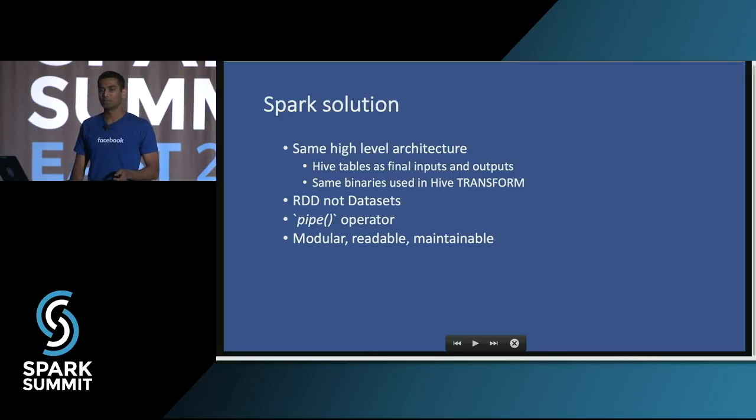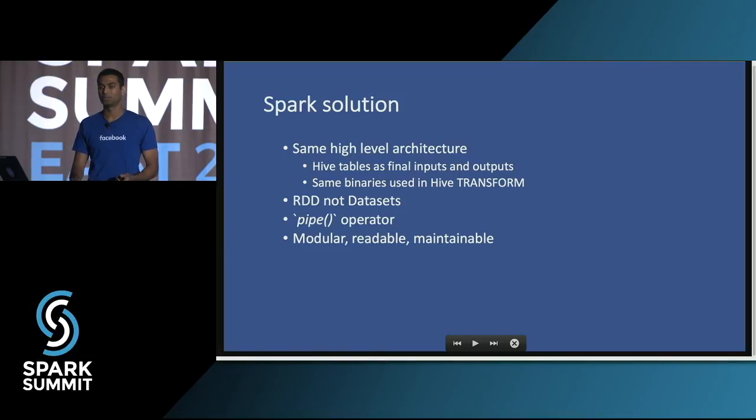One more decision that we made was to use RDDs and not data sets. Back then, data sets was a new concept, and we wanted to have control over lower level stuff. So say, for example, we wanted to write our own partitioner. We wanted to checkpoint at any arbitrary points in the pipeline. This is something that is easily supported in RDDs. So that's why we went ahead with the RDD APIs.